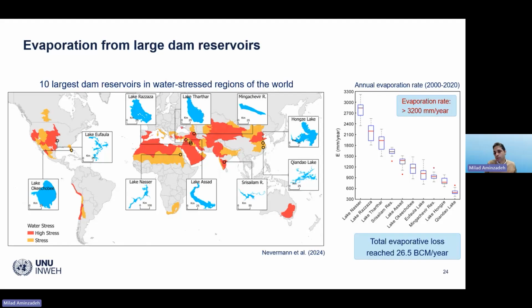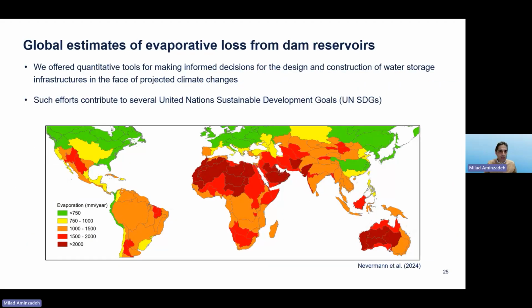We estimate the total evaporation from all these 10 large dam reservoirs in water-stressed regions could be around 26 billion cubic meter of water. So such a framework that integrates satellite remote sensing and mechanistic modeling offers a quantitative tool that provides data and knowledge for informed decisions for the design and construction of new water storage infrastructures. Below, you see the results of our analysis to see how much water might be lost via evaporation from typical dams in basins across the world. As you see, we have some basins with very high rates of evaporation.